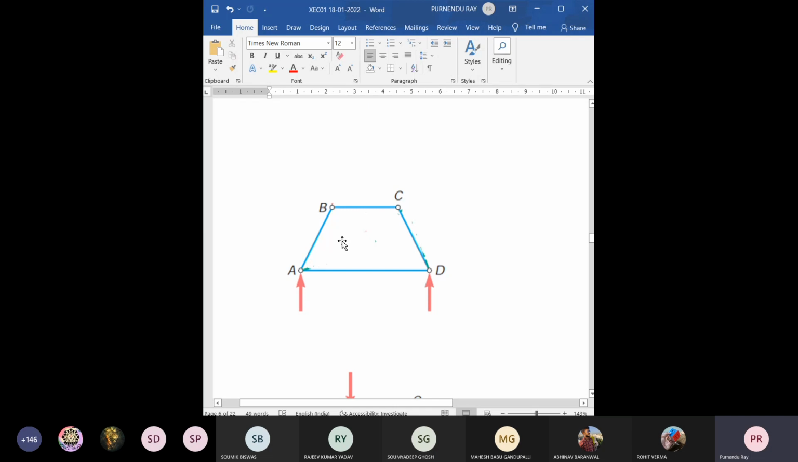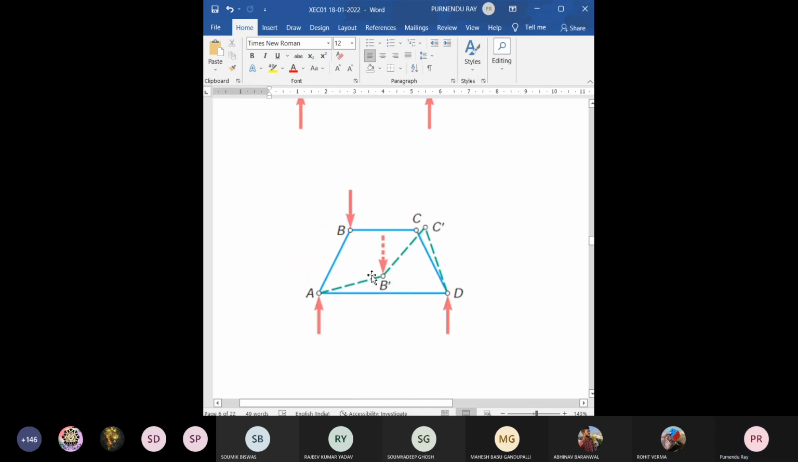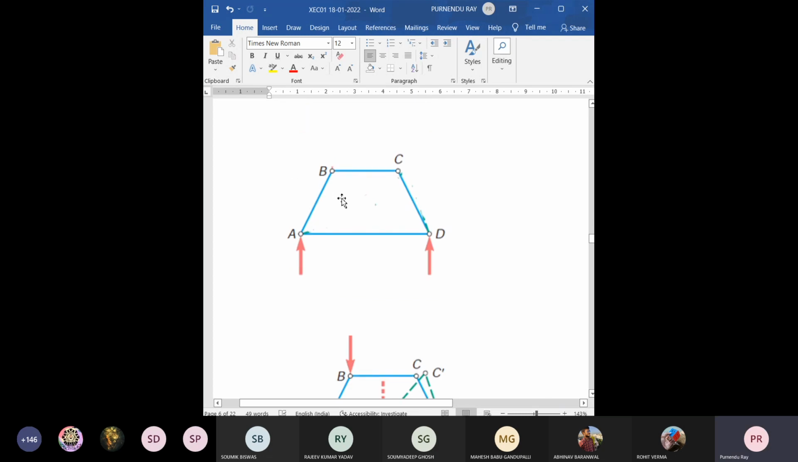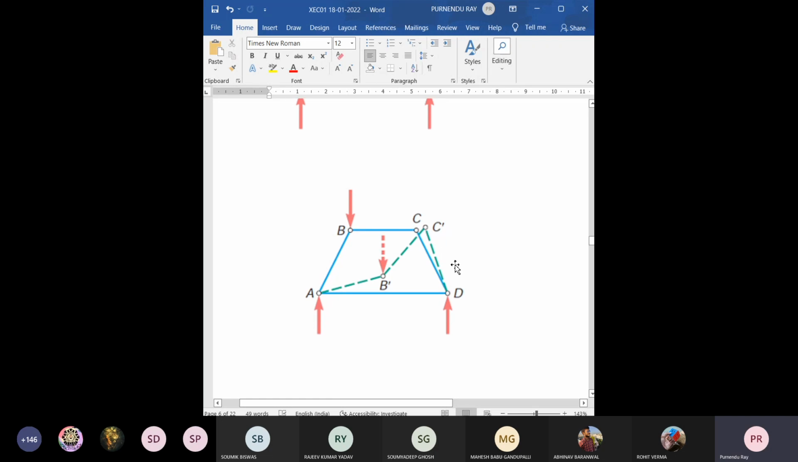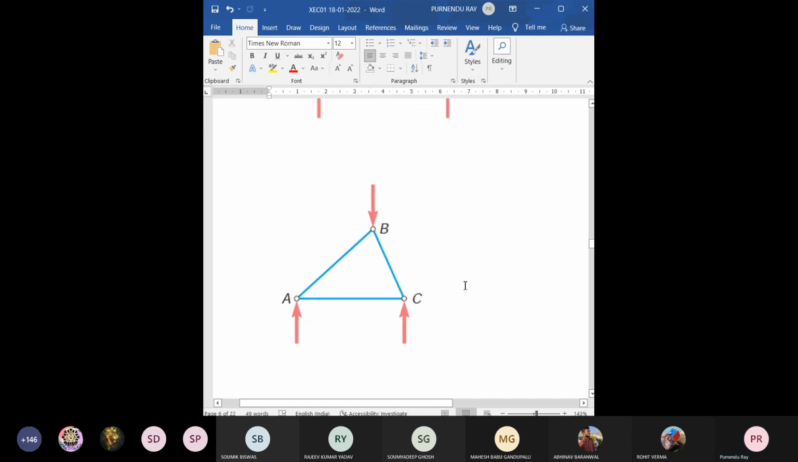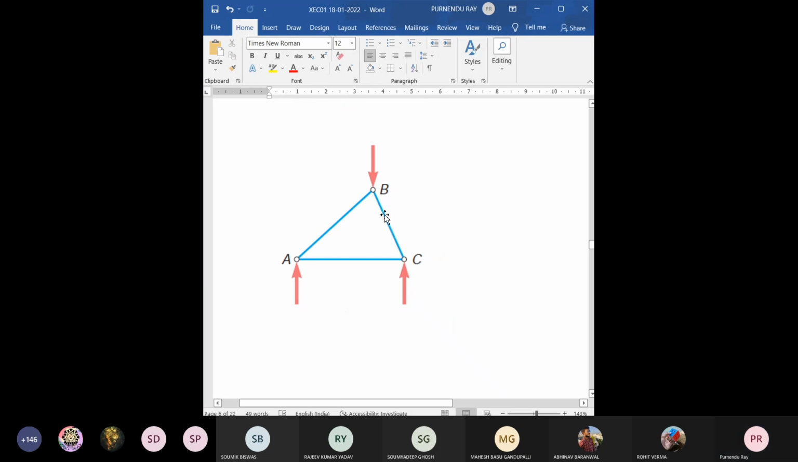So what happens? It is free now. And if we apply any force, it will collapse like this. If we apply any lateral force, it will collapse like a parallelogram. So to avoid that, so that we can form a real structure to carry some load, to transfer some load, we make this thing.